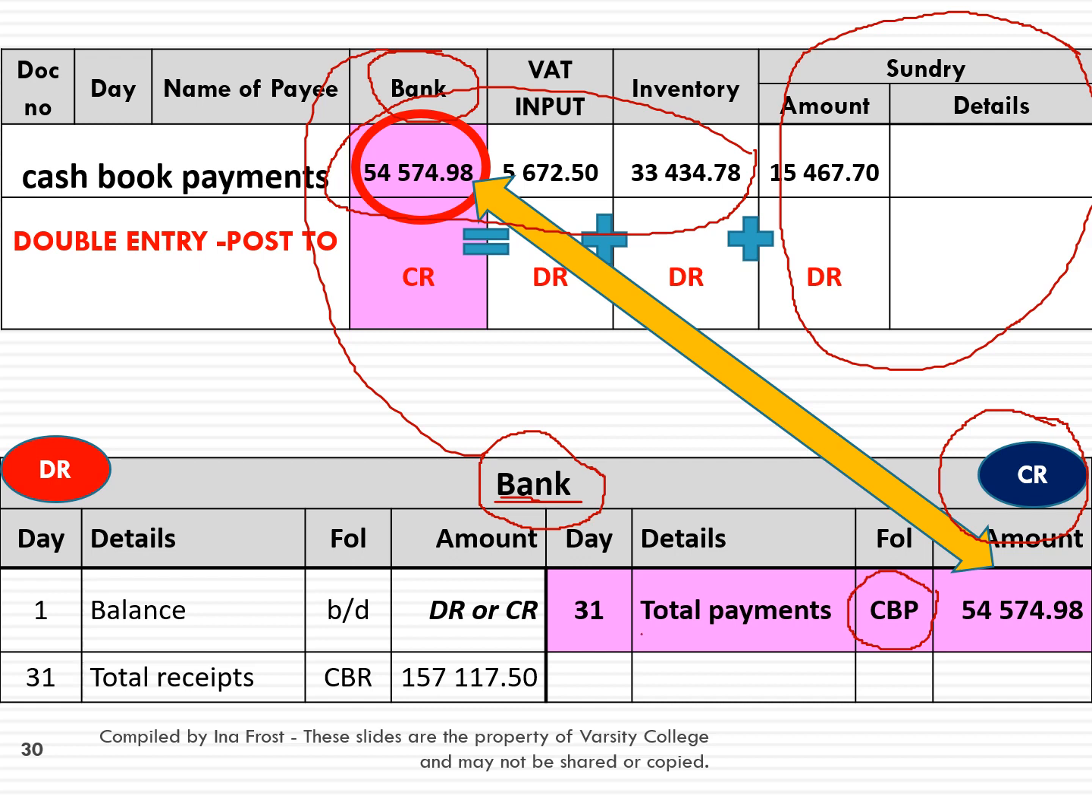Under details again, we're writing total payments because remember, there was a whole host of payments we made and there's going to be a lot of debit entries. So instead of writing down the name of every debit account, we just say total payments. And my amount here matches up with the total of the bank column. You can see up here at the top where I'm showing you now, it matches up to the total of the bank column in the cash book payments.